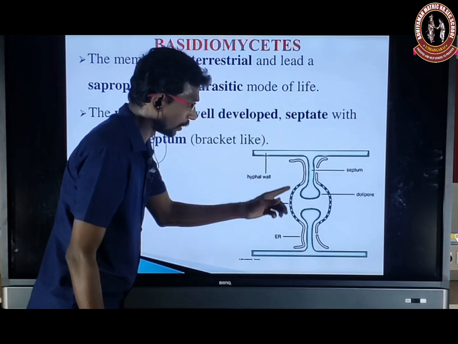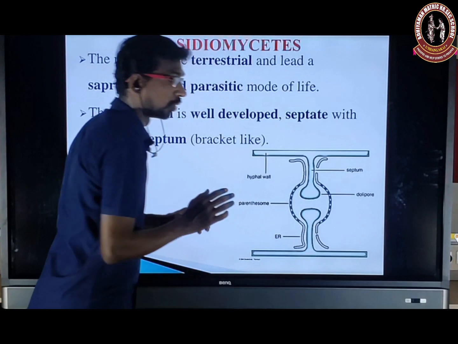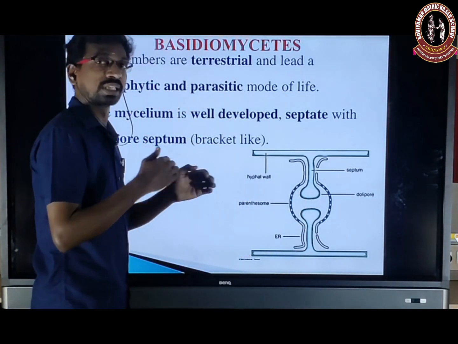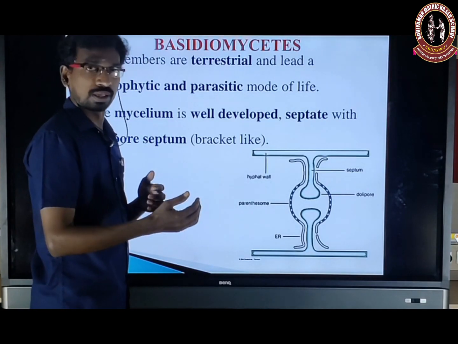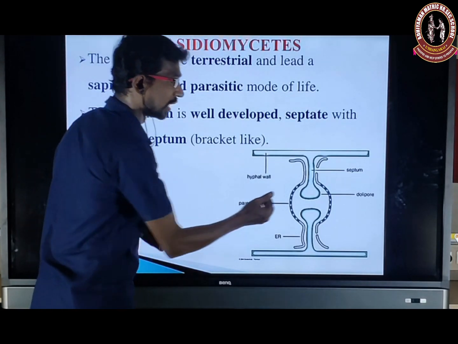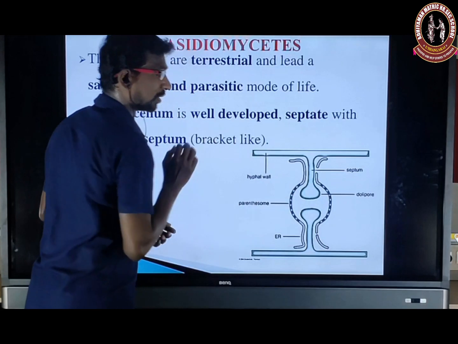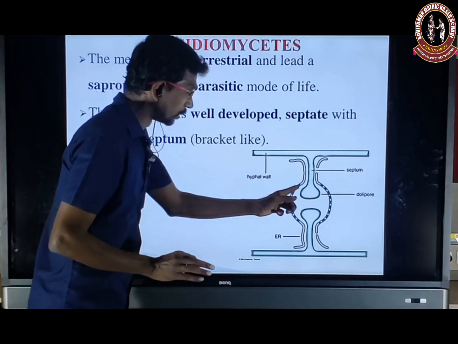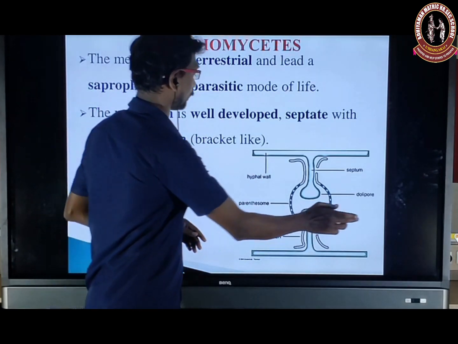It's an endoplasmic reticulum. Okay, so that is a dolipore septum. A minute opening is present. From that opening, the cytoplasm and the nuclear material will extend like that. Okay, that is a dolipore septum. But previously in ascomycetes, the simple septum is present. So here, the dolipore septum.